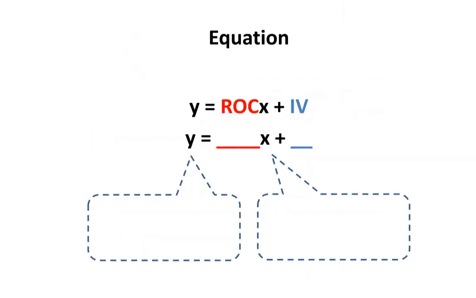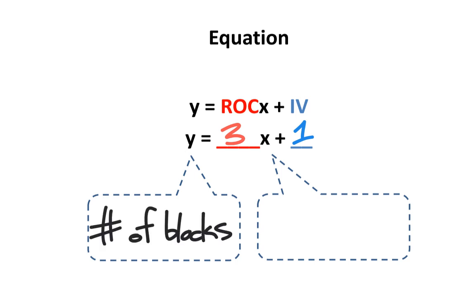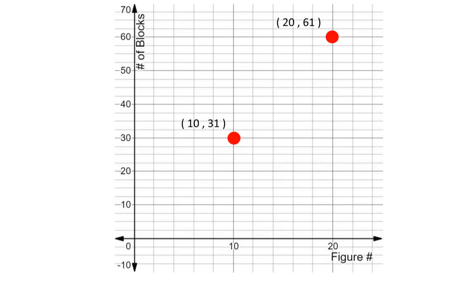Now that I know my initial value, I can represent this graph with an equation. The initial value, we just determined it to be 1, and the rate of change was an increase of 3 blocks for every one figure number. In other words, this would just be 3. Therefore, this situation can be represented with the equation y = 3x + 1, where y represents the number of blocks and x represents the figure number.